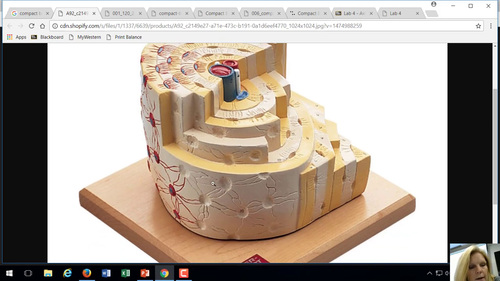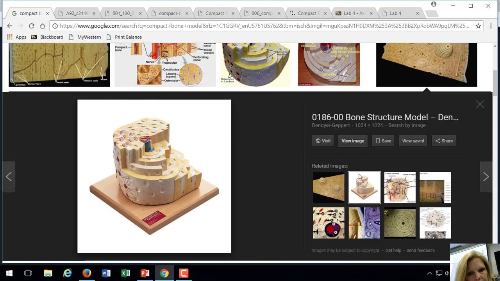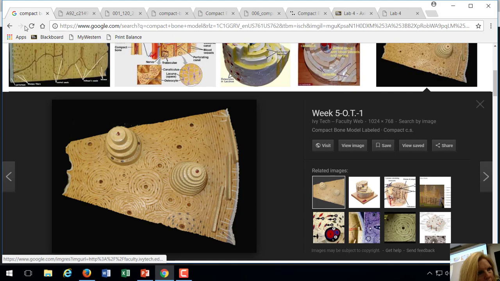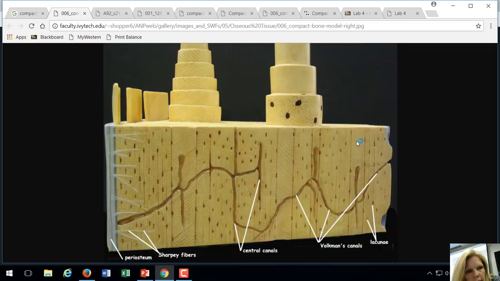So this is a nice model. We can really see the canaliculi here on the side. Here's the living cells. This is an osteocyte. So be aware of how to label that model or look at that model too. So looking back, this is a side view of that first model I showed you.